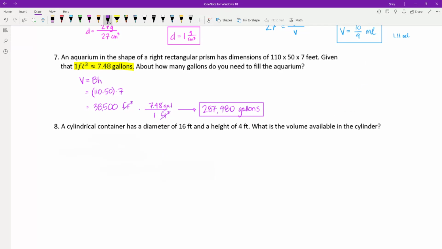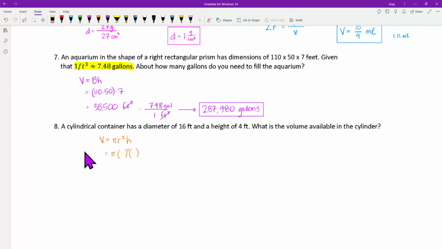All right, last problem. A cylindrical container has a diameter of 16 feet and a height of 14 feet. Nope, of 4 feet, my bad. What is the volume of the cylinder? So we remember that volume of a cylinder formula, which is pi r squared h. And I know r and I know h, so I can find the volume.